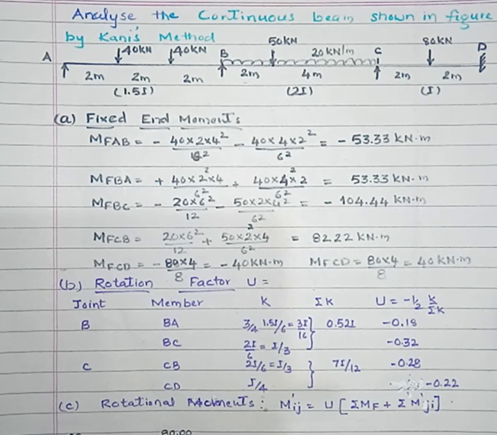For AB, that is minus 53.33, for BA, that is 53.33 positive, and for BC, that is minus 104.44, for CB, that is 82.22, that we have calculated. Then minus 40 for CD, for DC, that is plus 40.